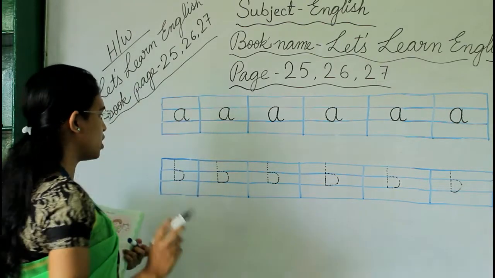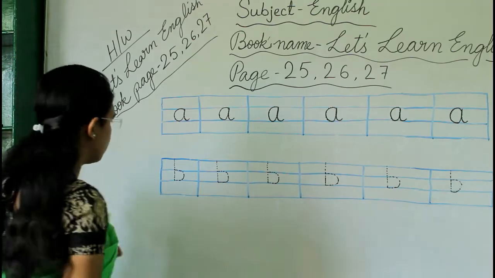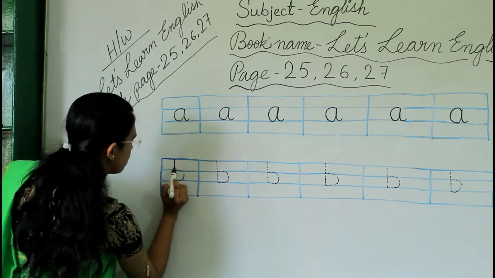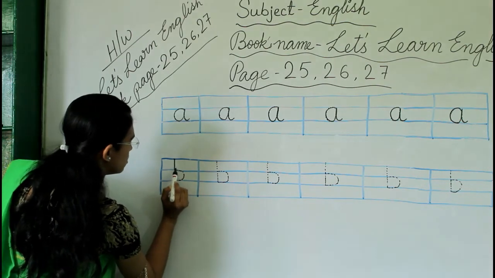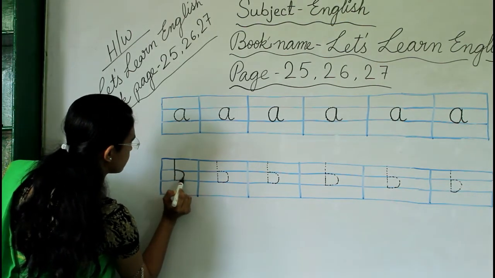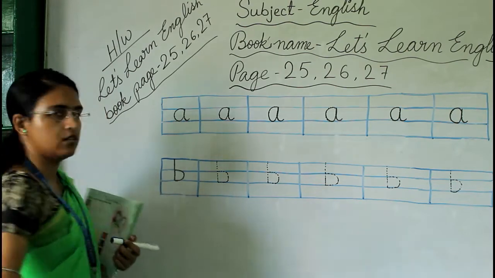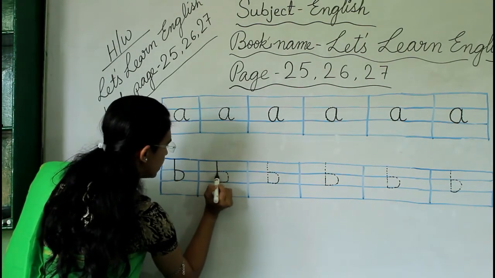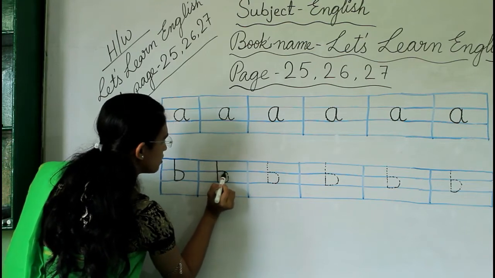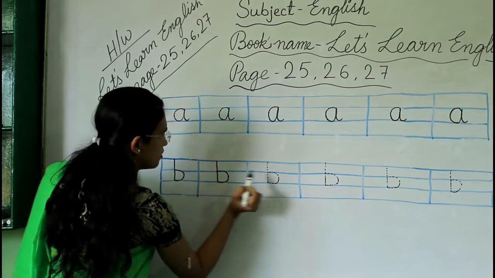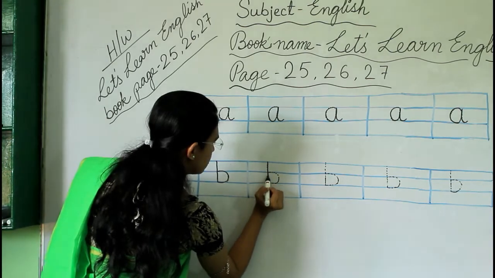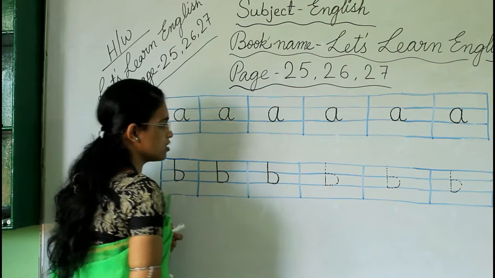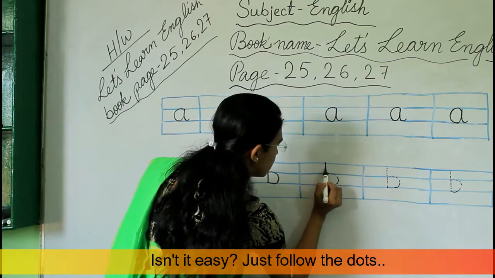So for making small letter B, what do you have to do? First you have to draw a straight line, then a curved line like this. Okay? Now we will do it again, straight line, then curved line. Straight line, curved line. This is small letter B.